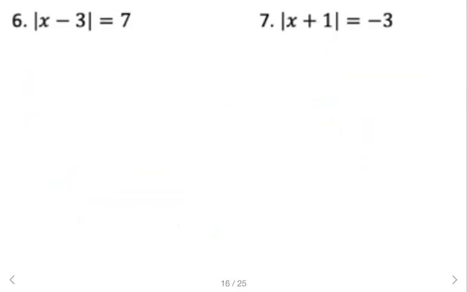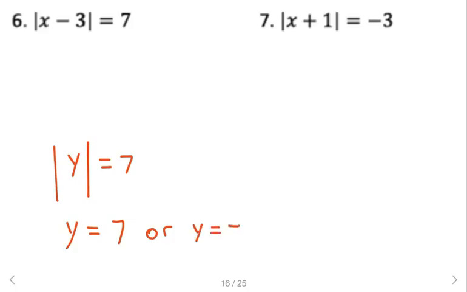Now this time we have the absolute value of x minus 3 equal to 7. I'm going to take a detour real quick. Let's suppose we just had the absolute value of y equal to 7. Well, that y could be positive 7 because the absolute value of 7 is 7. Or that y could equal negative 7. So we have two solutions.